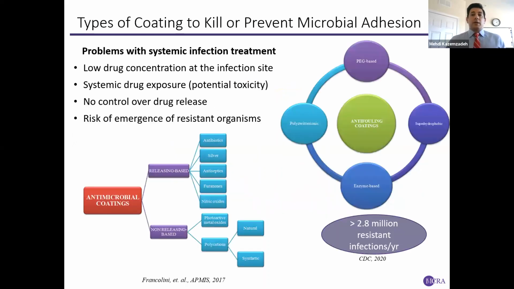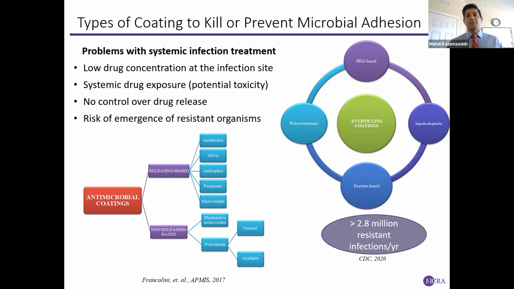There are problems with systemic infection treatments. The major ones are the low drug concentration at the infection site, the potential toxicity, no control over drug release, and the risk of emergence of resistant organisms. Based on the CDC report in 2020, over 2.8 million resistant infections are reported per year.